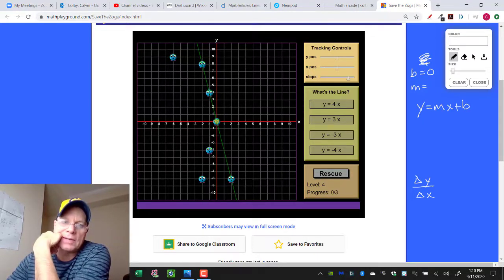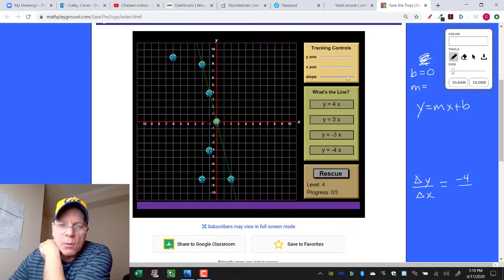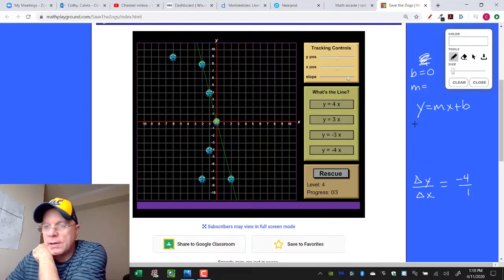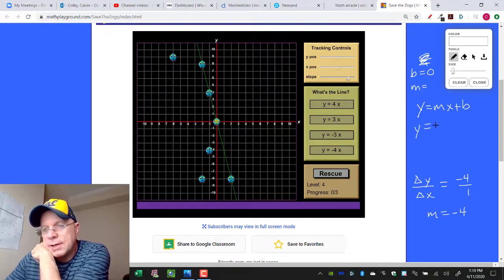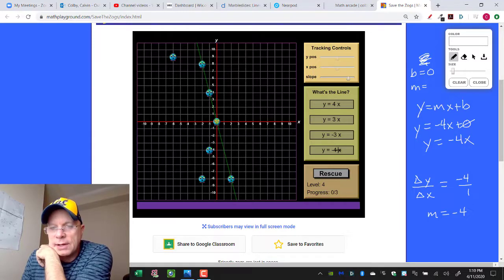My change in y is 1, 2, 3, 4 down, so negative 4. And then I'm here, and I need to go 1 to the right over positive 1. So m is negative 4. So y equals negative 4x plus 0. But if it's plus 0, I don't even need that term. Just y equals negative 4x. And so I think this is my line right here.